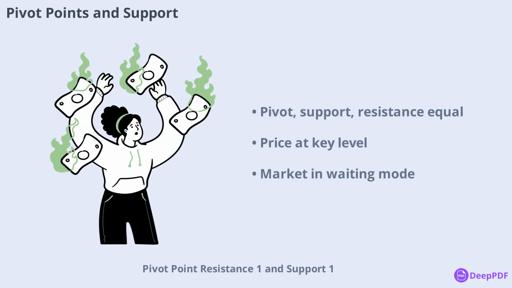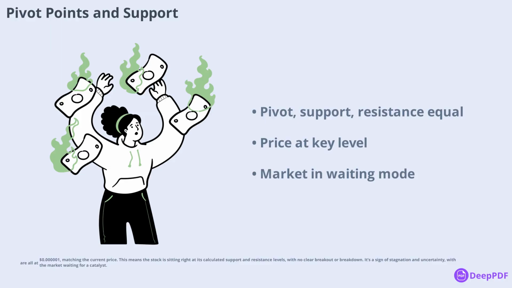Pivot Point, Resistance 1 and Support 1 are all at 0.000001, matching the current price. This means the stock is sitting right at its calculated support and resistance levels with no clear breakout or breakdown. It's a sign of stagnation and uncertainty, with the market waiting for a catalyst.